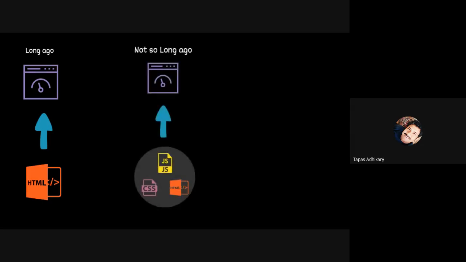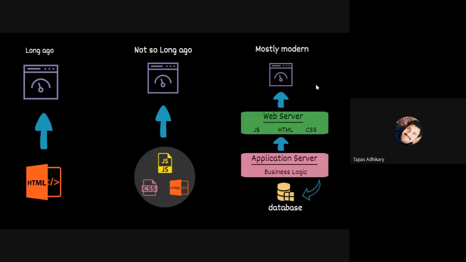And then some amount of dynamism came, like people wanted things in a bit more dynamic way. The inclusion of JavaScript, wanting to click a button and have some things happen, changing the color of something with CSS. Not so long ago, this kind of paradigm came into the picture. What we still follow today is mostly modern web architecture, where you have a browser, and then you have a web server.